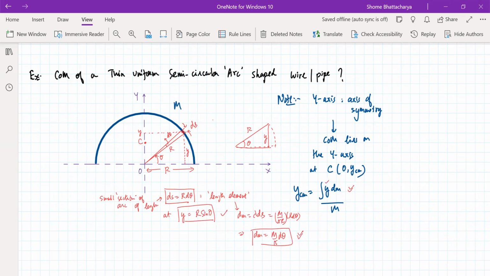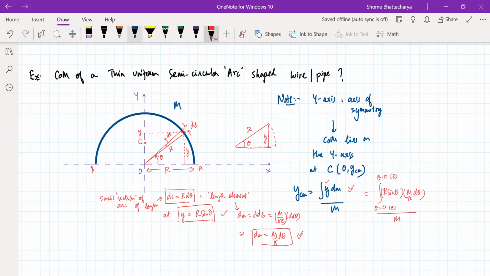Okay, and we'll carry out this integration. So this integration will become integration of y, which is r sine theta, into dm, which is m upon pi d theta, right from this particle here to the last particle. So the limits will be what? Theta equal to 0 for this point, and for this point, theta equal to pi or 180 degrees, whatever. So this will give us the numerator, and of course divide that by total mass. So the y coordinate of the center of mass we'll calculate like this.